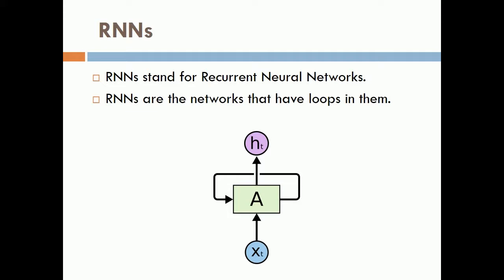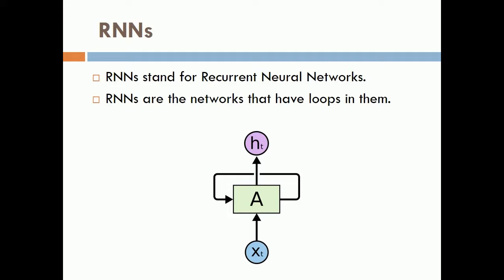RNNs. RNNs stand for Recurrent Neural Networks. In basic neural networks, it is assumed that inputs and outputs are independent of each other, but in real-life applications, we sometimes need to know previously computed output for current computations, so RNNs solve this problem. As the name suggests, recurrent, which means they perform the same task for each element of a sequence of input. RNNs are the networks that have loops in them.